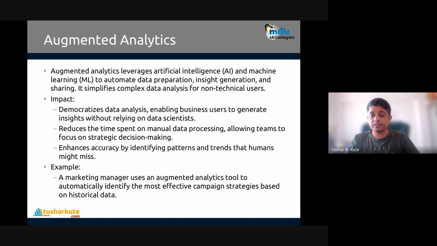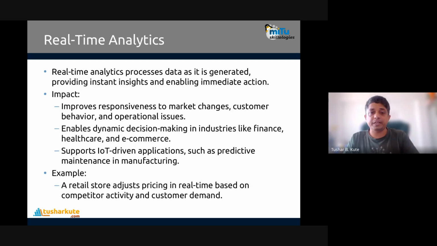That is augmented analytics. Next, real-time analytics. Most of the processes are now coming under this, where immediate result generation is possible. In real-time analytics, data is generated and provided as instant insights, enabling immediate action on them. For example, a retail store adjusts pricing in real time based on competitor activity and customer demand. They will change the data accordingly, in the sense that they will change the cost of the product accordingly, in real time.